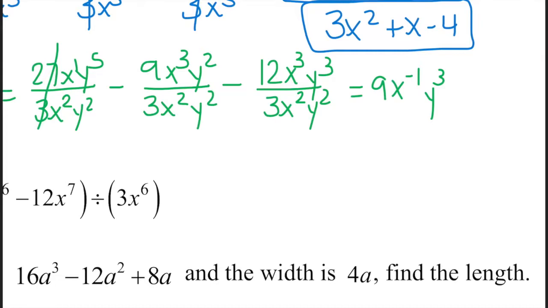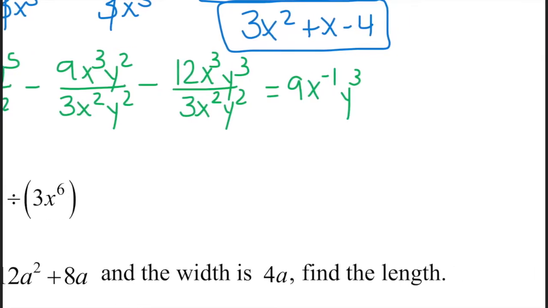We know now, because we've been past the beginning of Unit 9, what to do with negative exponents, but I always wait until the end. I always wait and deal with those after, it's the very last thing I do. 9 divided by 3 is 3, and I'm using this negative here. X to the 3rd divided by x squared is x. Y squared divided by y squared is just 1, so nothing goes there. And then 12 divided by 3 is 4. X cubed divided by x squared is x, and y cubed divided by y squared is y.